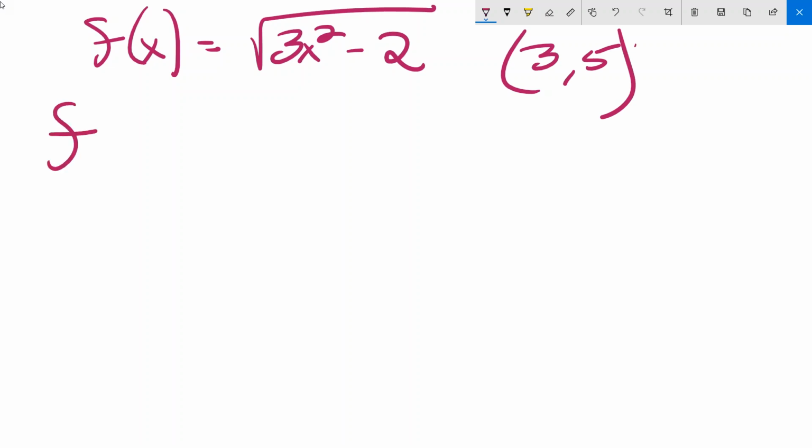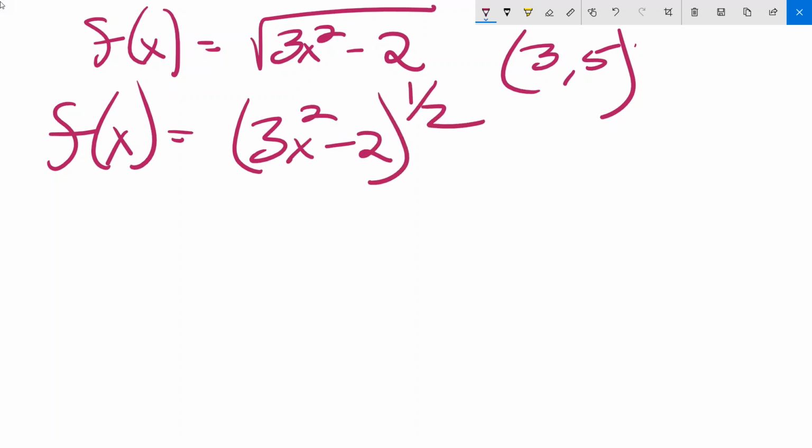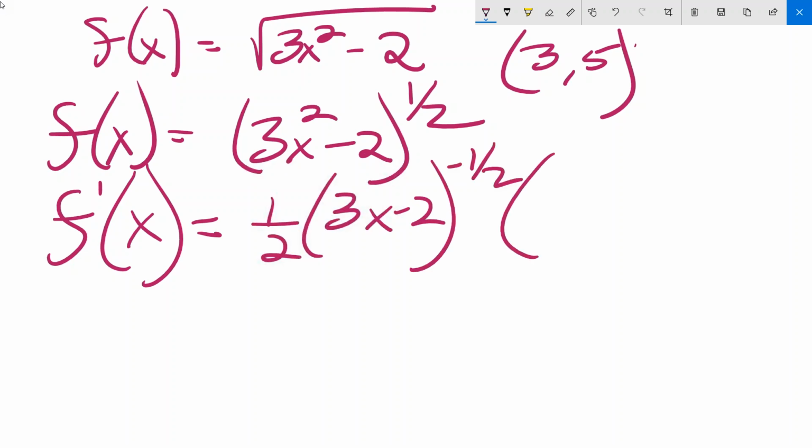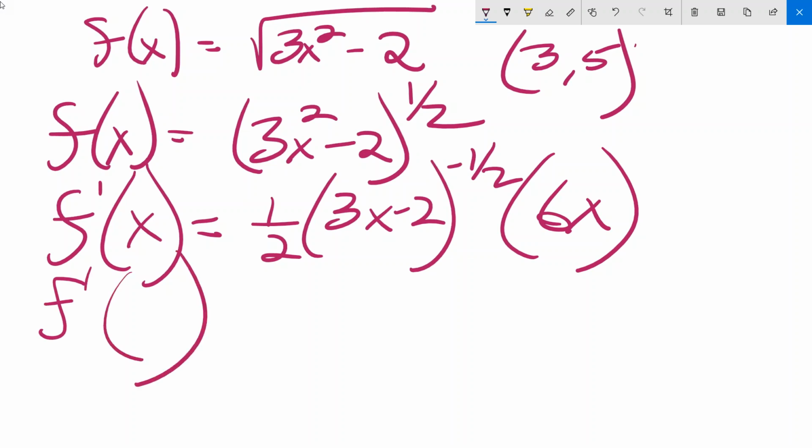Rewrite it. So that's 3x squared minus 2 to the 1/2 power. So that's 1/2 times 3x squared minus 2 to the negative 1/2 times 6x. Now what's the next thing I need to write? Are we going to simplify that? No, not yet. Don't need to, because this is a middle step of the answer.